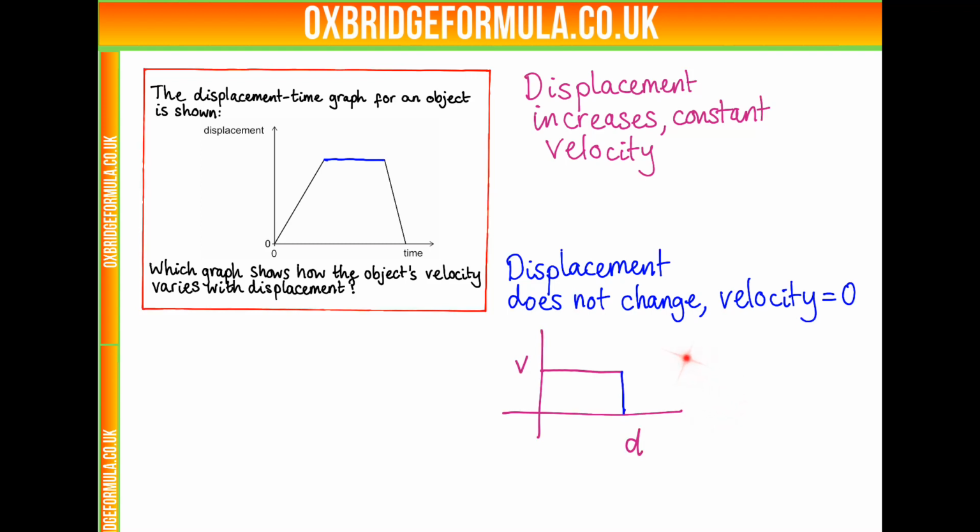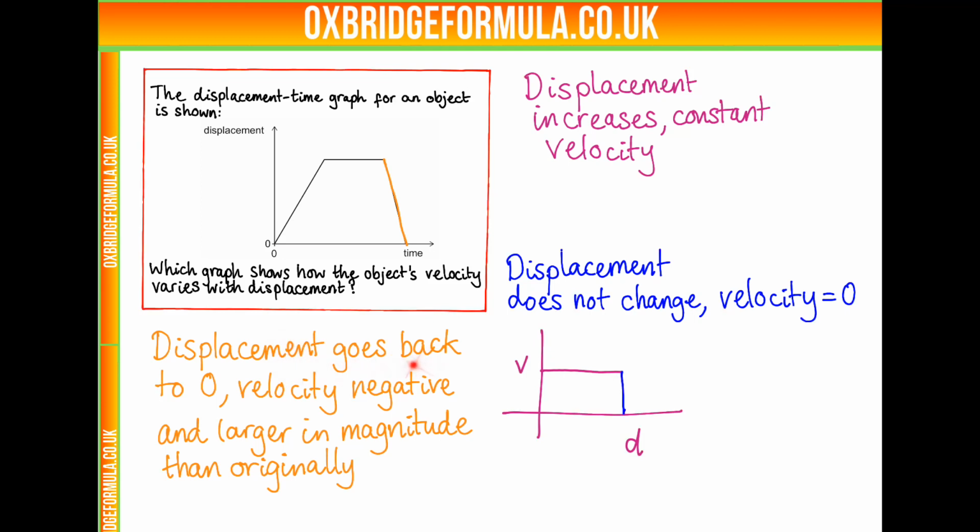And then what about for the last part of the section? Well, the displacement goes back to zero. So as it goes down here, it's back to zero. Now the velocity is negative due to a negative gradient. But we should also notice, and in reference to the answers given, that it is larger in magnitude than originally. So this is a steeper gradient than before. So it will be larger in magnitude and then on the negative side of V.